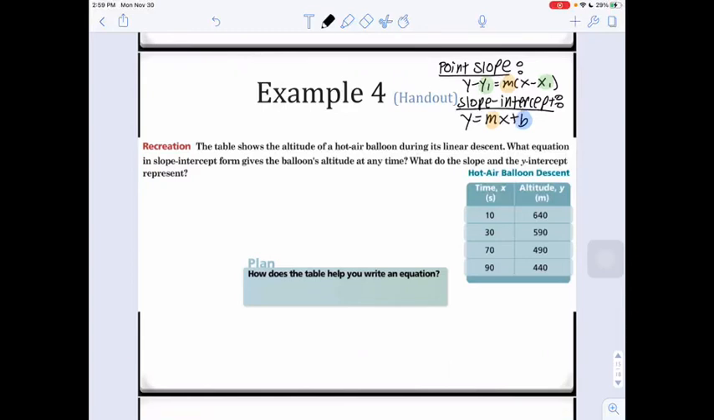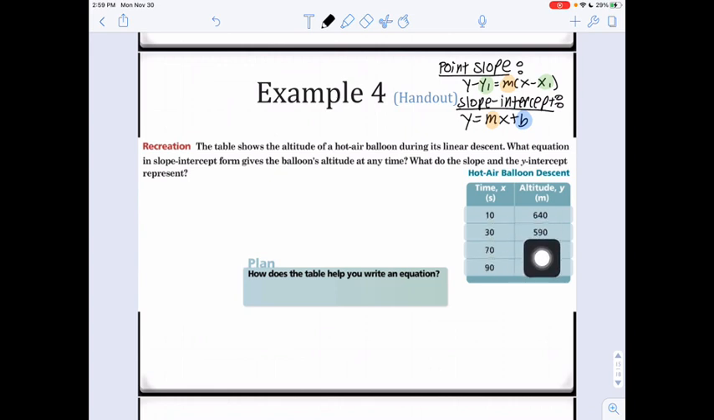Section 3.4 Example 4 says the table shows the altitude of a hot air balloon during its linear descent. What equation in slope-intercept form gives the balloon's altitude at any time? What do the slope and y-intercept represent? So notice we have that at 10 seconds, the hot air balloon is at 640 meters.